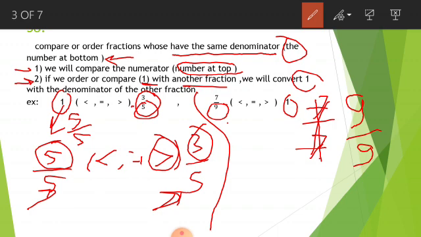After we make sure we have the same denominator, 9 and 9, here 9 and here 9, I will compare the numerator, the number at top, which is 7 and 9. 7 is less than 9.